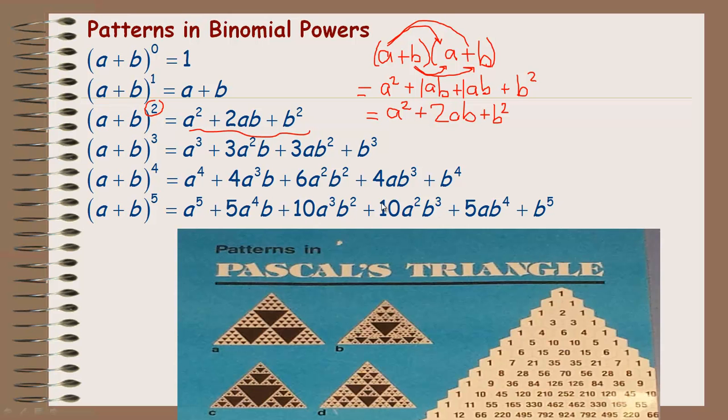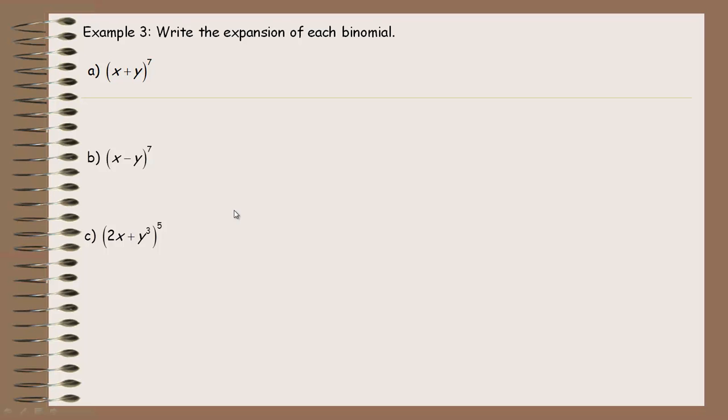So that's some patterns, and that's actually the binomial theorem and how you can use it to expand a binomial, because to actually multiply five (a plus b)'s together is a lot of work. Okay, this was only 2. To do that 3 more times is a lot of work. So what we're going to do in this example is write the expansion of each binomial.